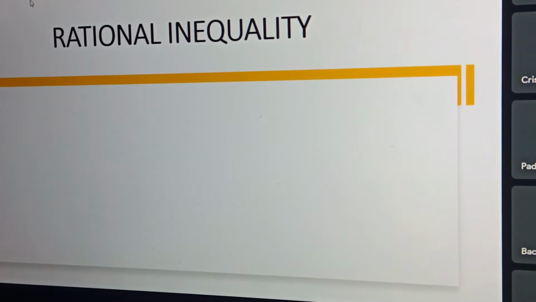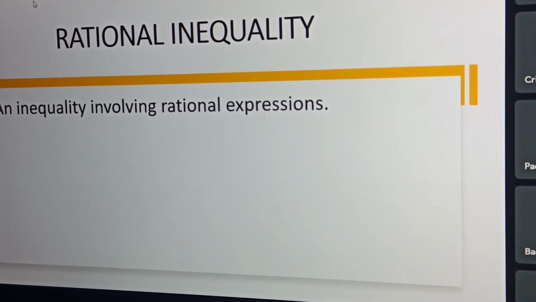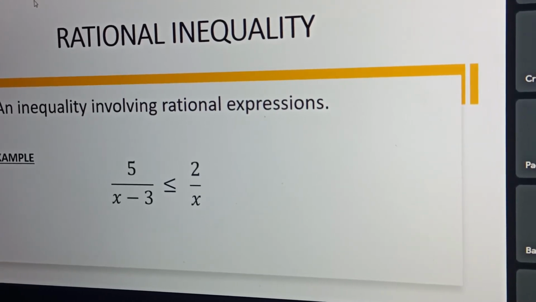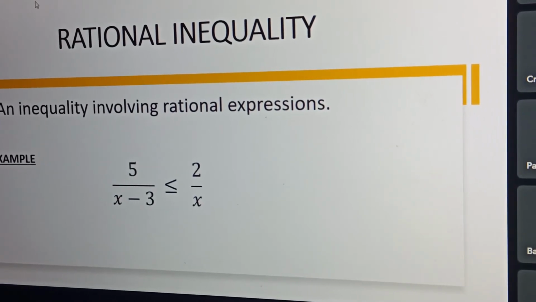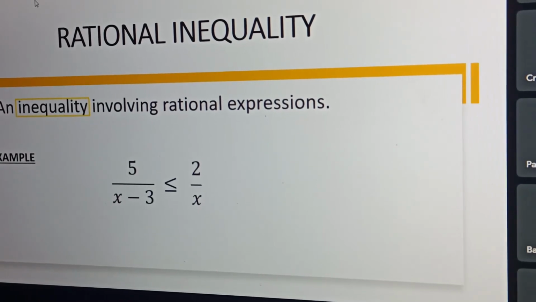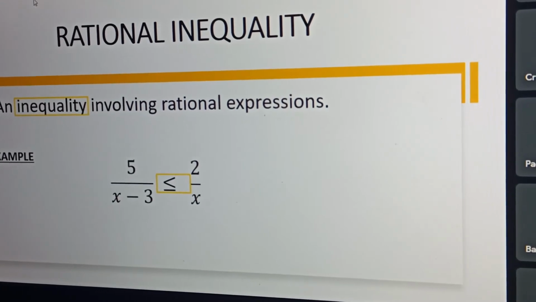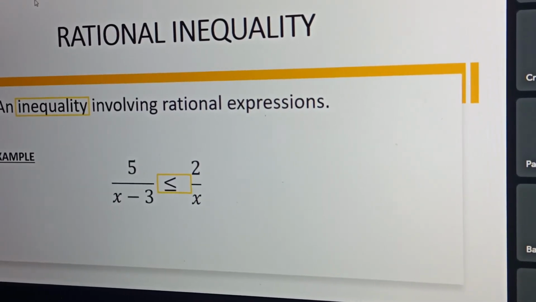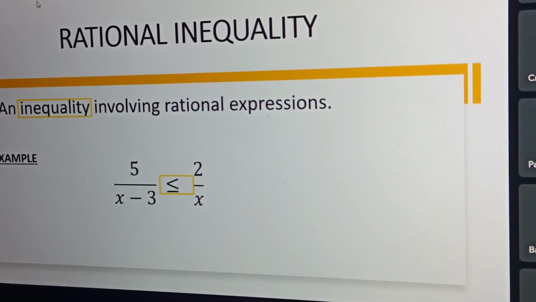So, kanina, kapag sinabi natin rational equation, meron siyang equal sign. Dito naman sa rational inequality, sabi, it is an inequality involving rational expression. So, we have here the given example. 5 over x minus 3 is less than or equals to 2 over x. So, from the word itself, inequality, it means to say that the given expression is not equal. So, dito sa rational inequality, ginagamitan natin siya ng mga symbol or sign na not equal sign.